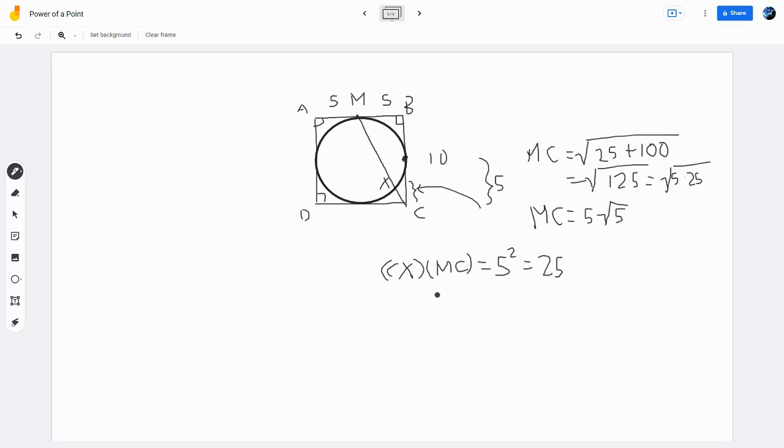And we know that MC is equal to 5 square root 5, so we can just plug that in. So CX, what we want, multiplied by 5 square root 5 is equal to 25. So this is just equal to 25 divided by 5 square root 5, so that's going to equal 5 over square root 5, which is equal to square root 5. So our conclusion is that CX is equal to square root of 5.